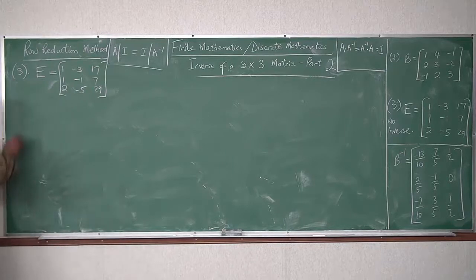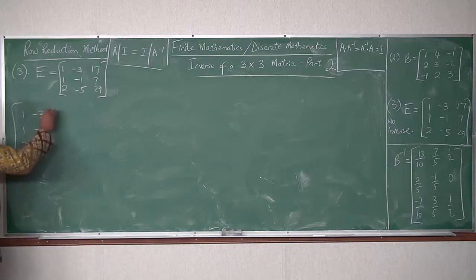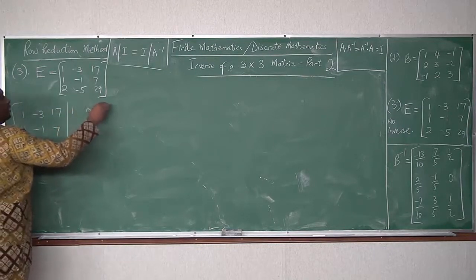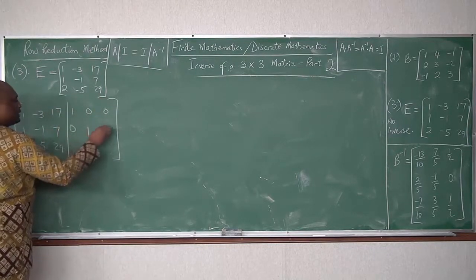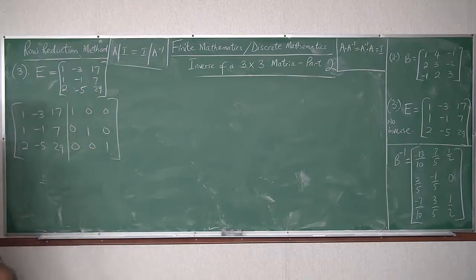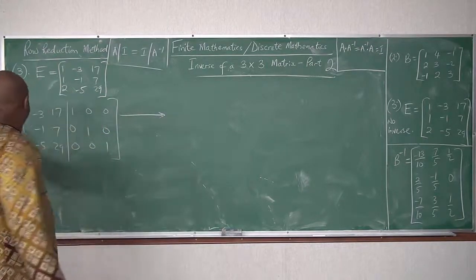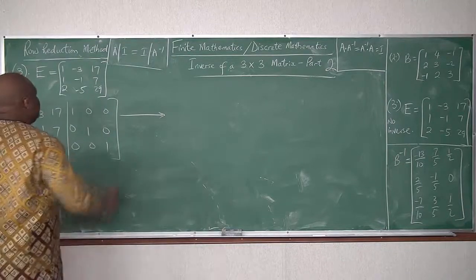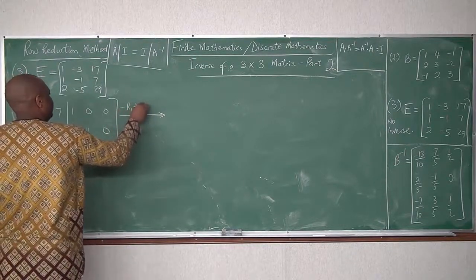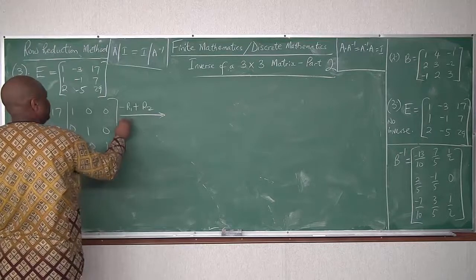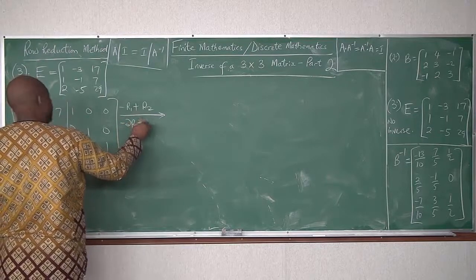Alright, so let's write it in augmented form. 1, 1, 2, negative 3, negative 1, negative 5, 17, 7, 29. 1, 0, 0, 0, 1, 0, 0, 0, 1. Let's do the operations. We need this to be 0 and this to be 0. So this is negative R1 plus R2, and then negative 2R1 plus R3.